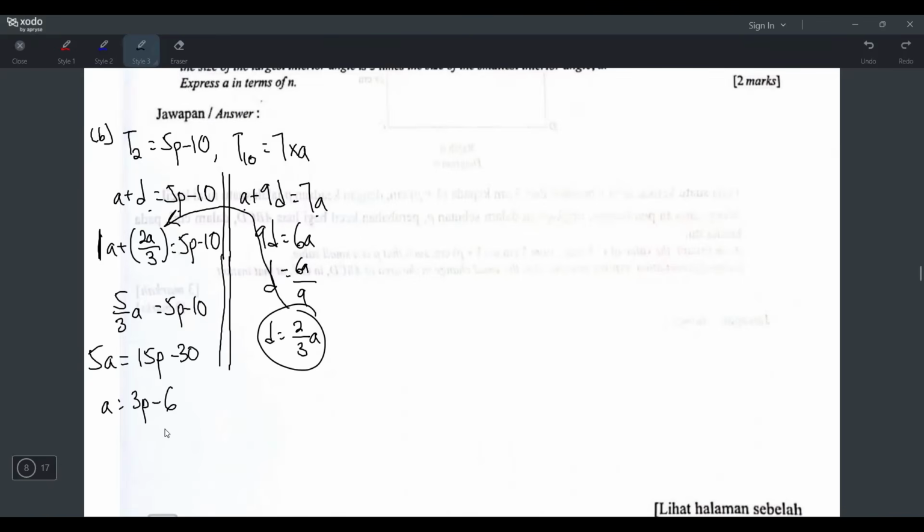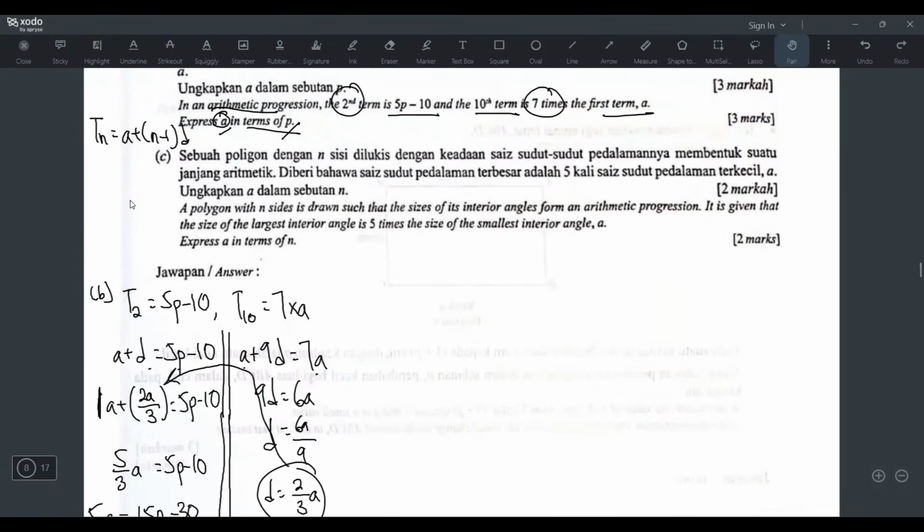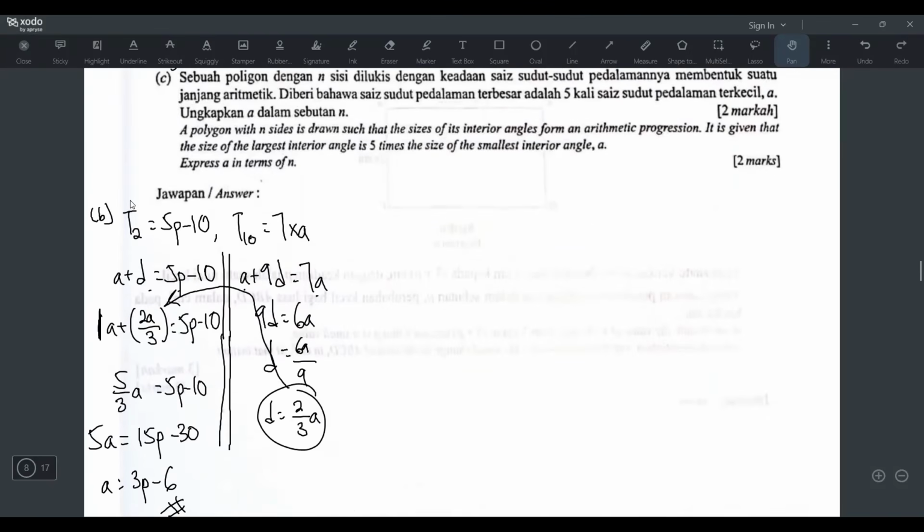30 divided by 5 is 6. So that's the answer: A equals 3p minus 6. Done. That's what the question wants, right? A in terms of p. This is A in terms of p.